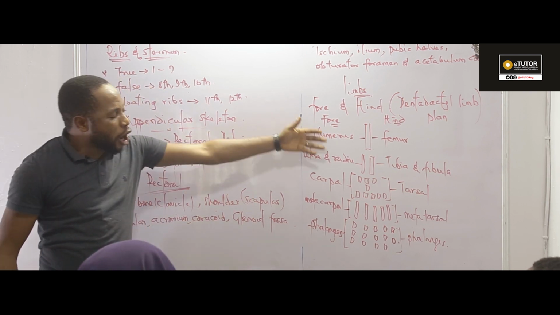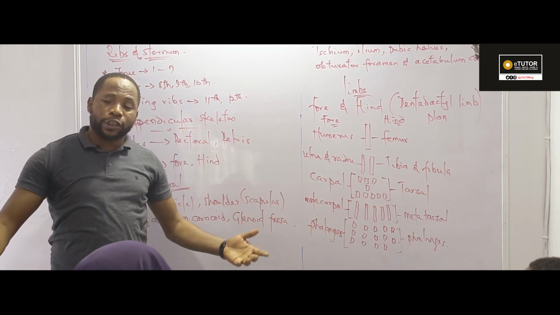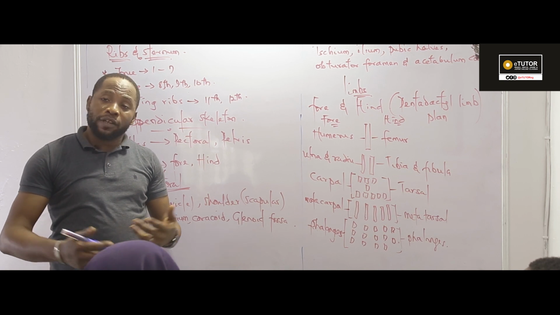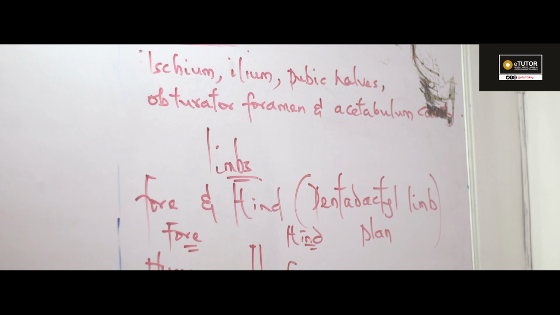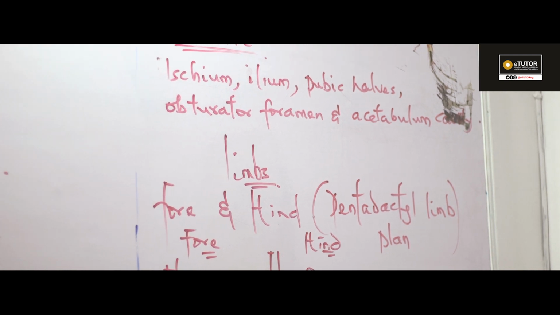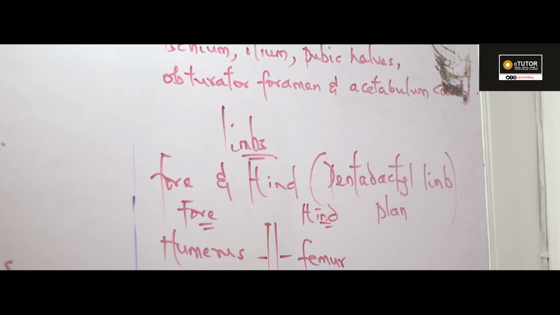The major function of all these bones is to help provide movement, provide surface for the attachment of muscles, and they contain bone marrow, which helps in the production of blood.